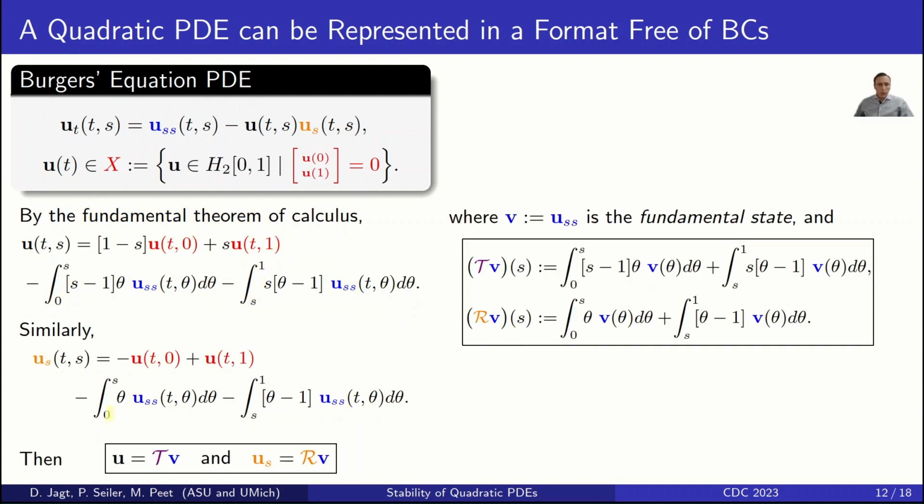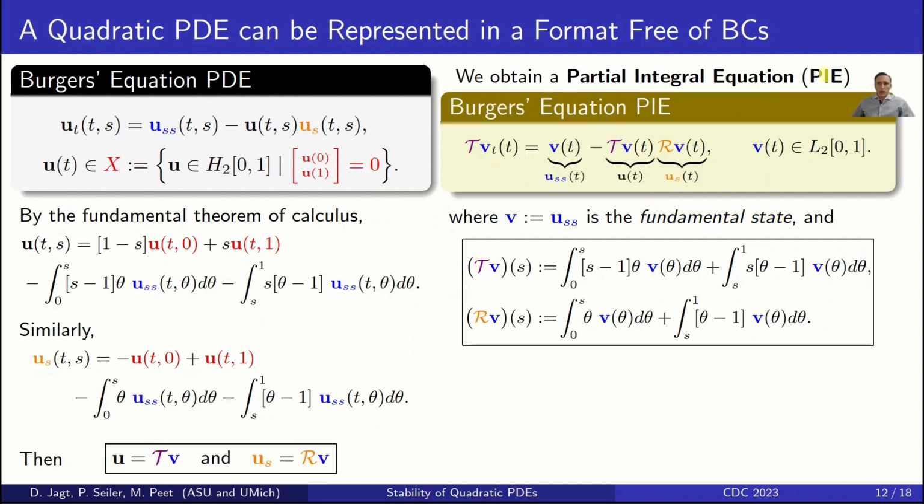And therefore, we can express our PDE state U as well as its first order derivative directly in terms of this second order derivative of the state, which we refer to as our fundamental state, and we will call V. Now note then that this map from the fundamental state to our PDE state is defined by these partial integral operators, or PI operators, T and R. Now substituting this relation into the PDE, we obtain an equivalent representation of the system as a partial integral equation, or a PIE, where now this fundamental state V here is free of any boundary conditions or continuity constraints, and where the dynamics are now expressed in terms of these partial integral operators rather than these differential operators.